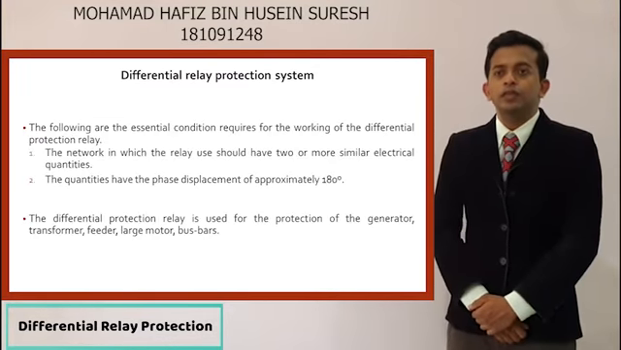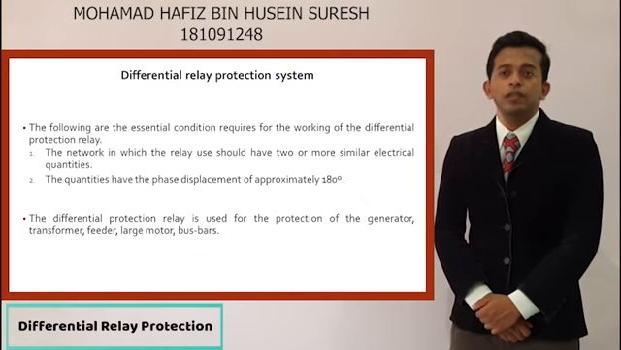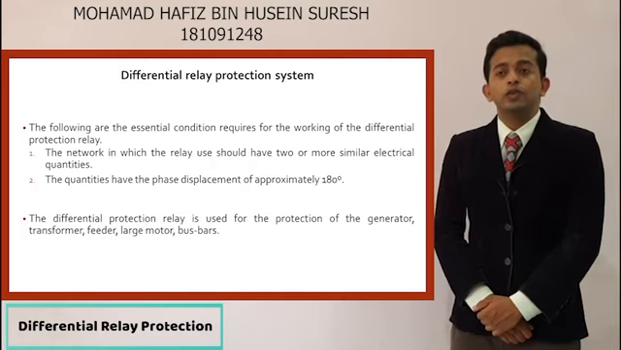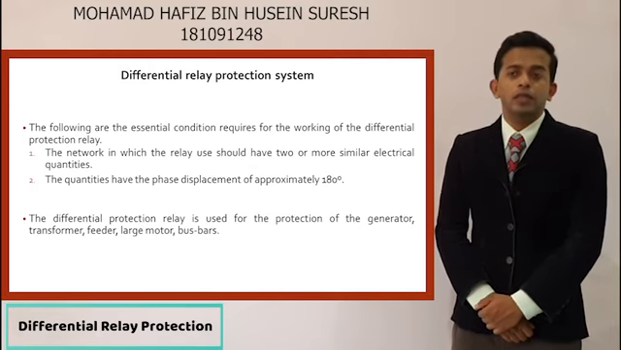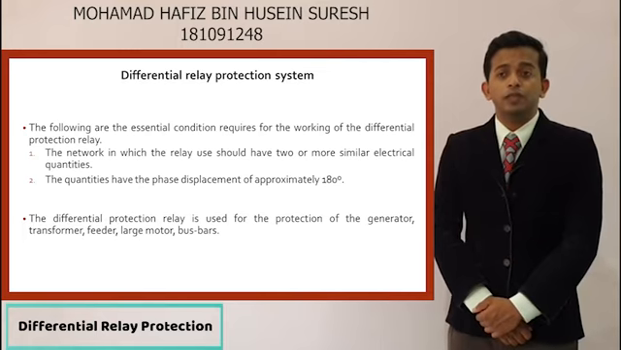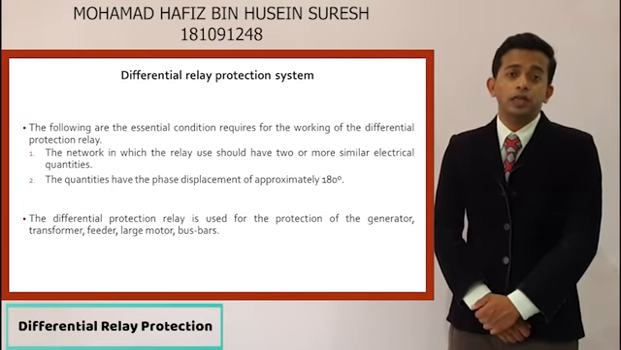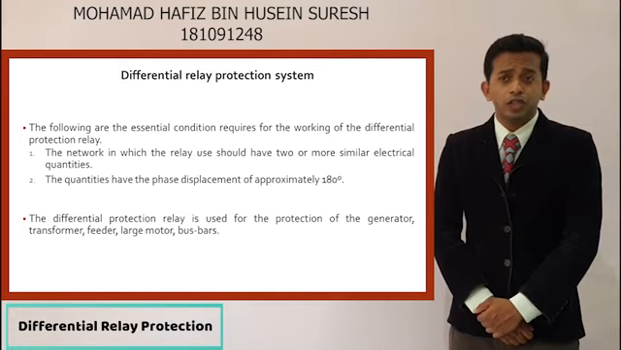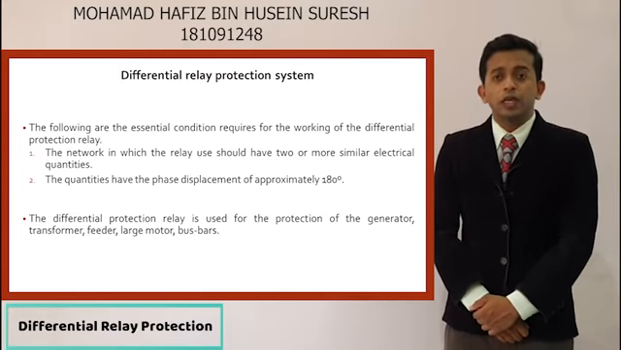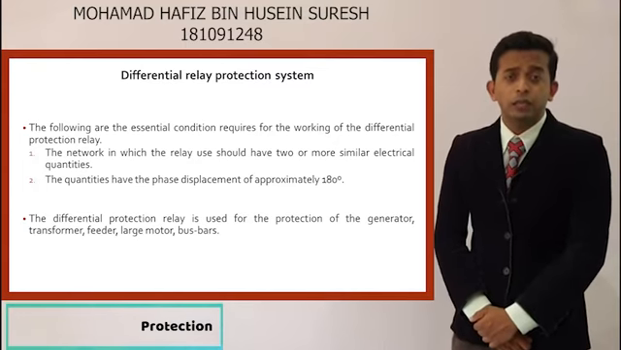There are some essential conditions required for the working of this differential relay protection. First, the network in which the relay is used should have two or more similar electrical quantities. Second, the quantities have a phase displacement of approximately 180 degrees. The differential protection relay is used for the protection of the generator, transformer, feeder, motor, and busbar.